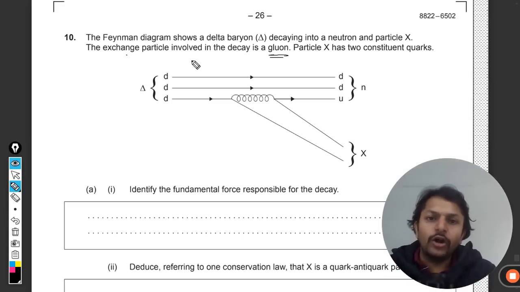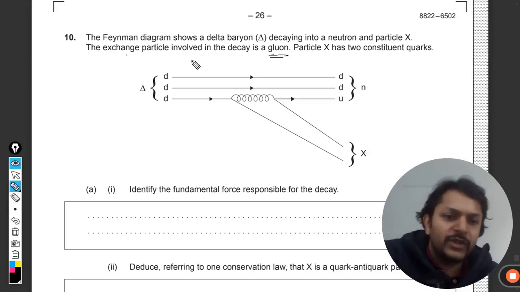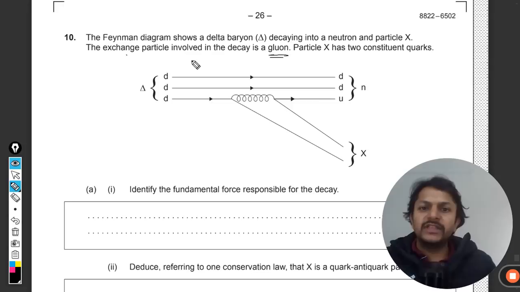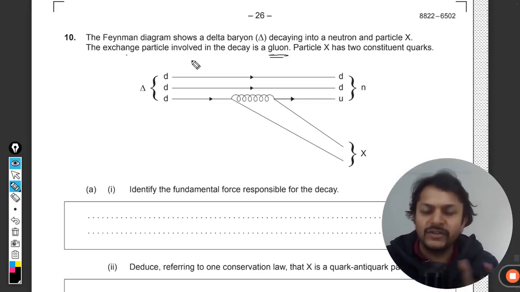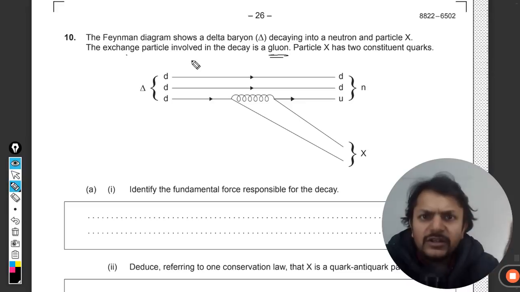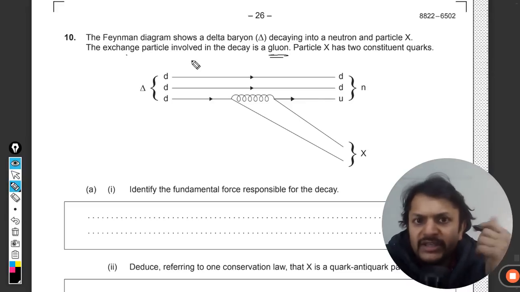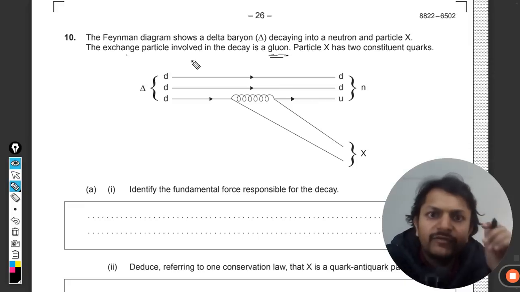Why? Because in all of the books that they have given, you can refer to any, they have not shown any Feynman diagram with the gluon or something. There are very few examples given in regards to gluons or mesons. But still, no problem. We will do it.